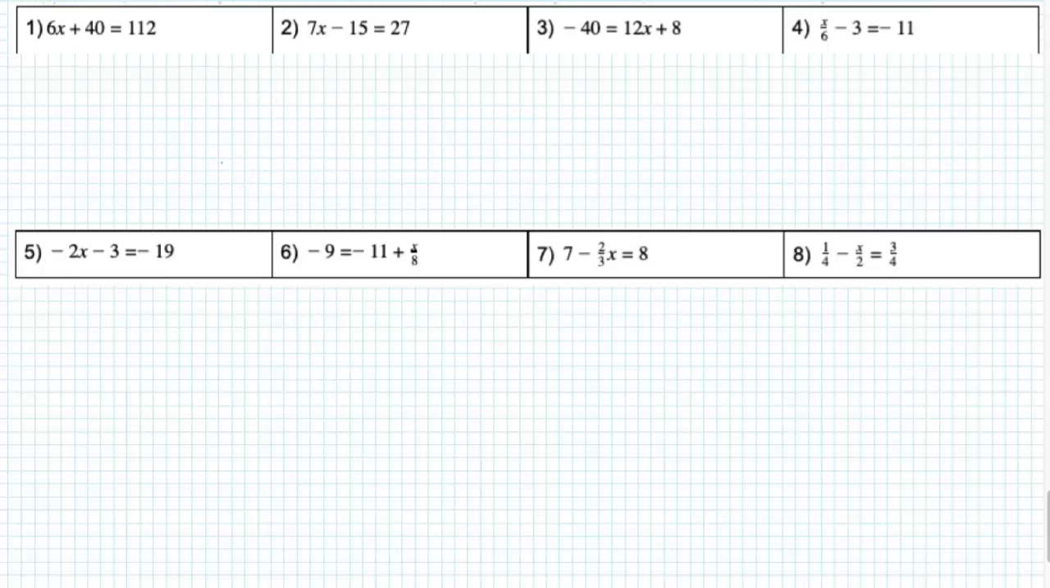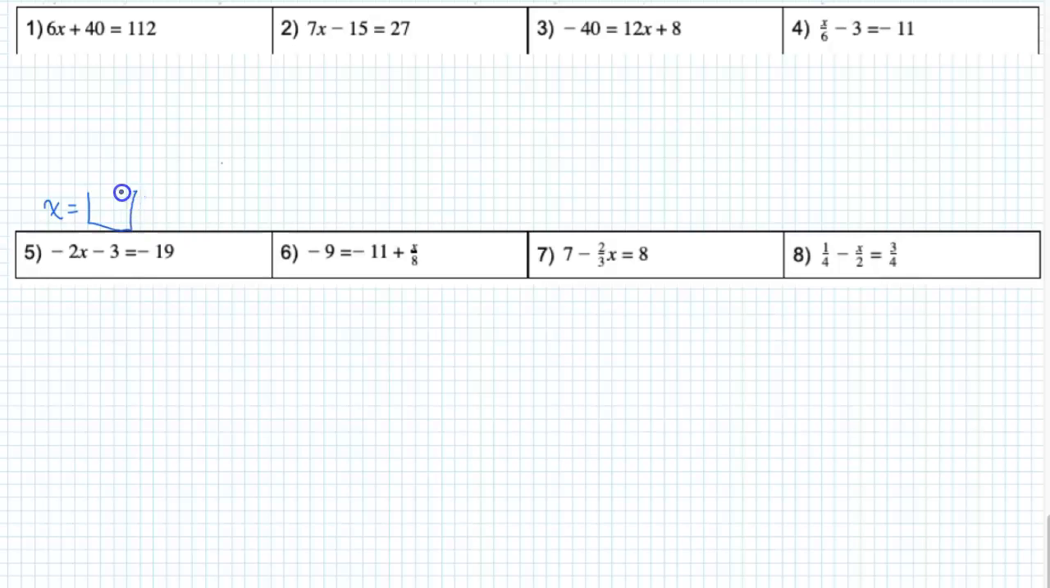All right, folks. Let's go ahead and solve all of these questions. You'll notice that I'm going to work vertically as we go through this. So I'll just use blue for the first one. Remember, my goal is to end up with x equals something. That's where I'm trying to get, okay?